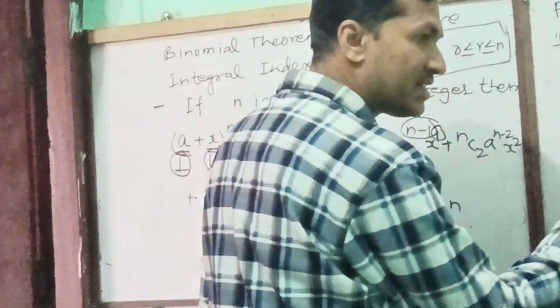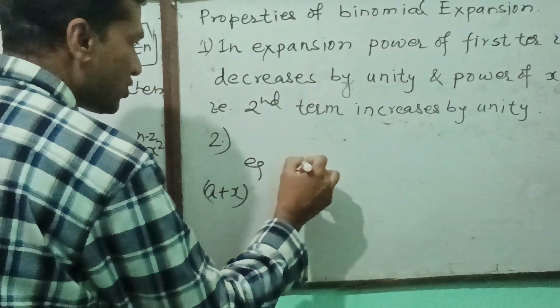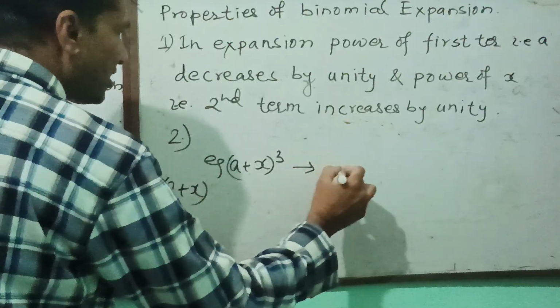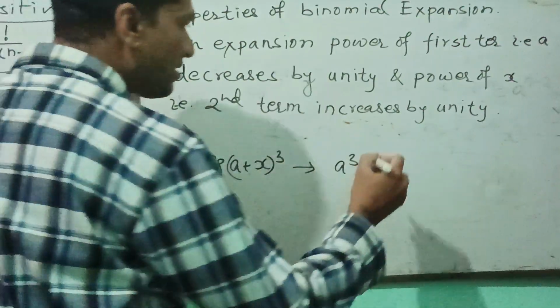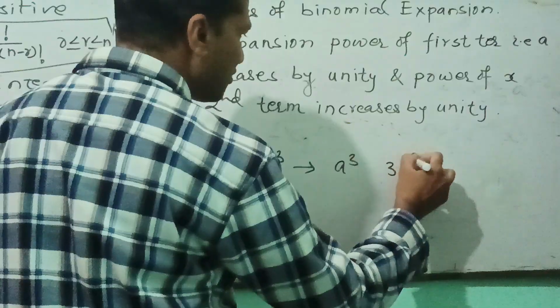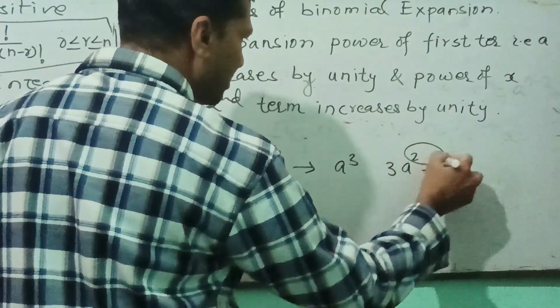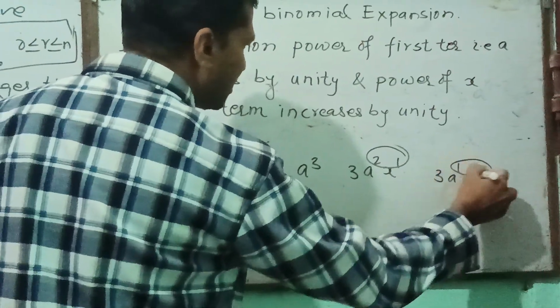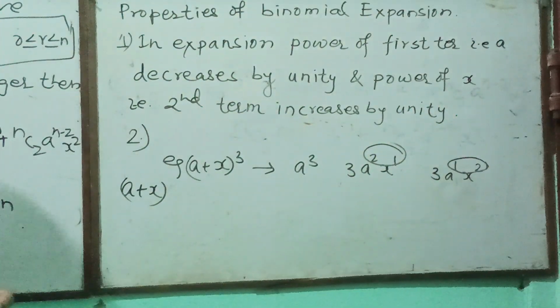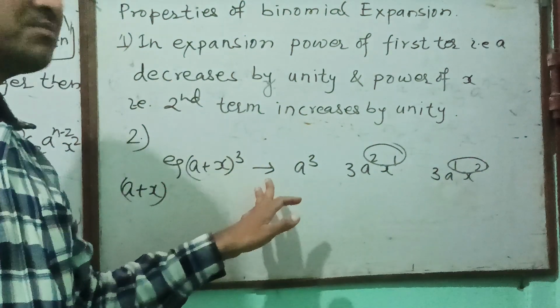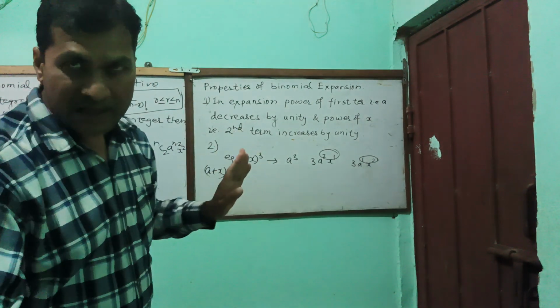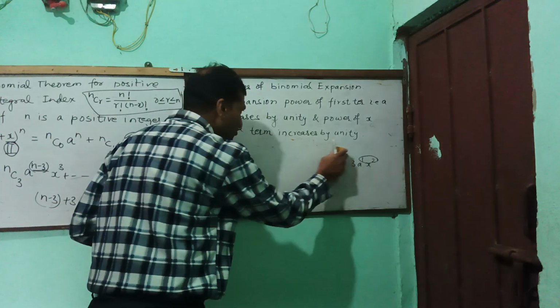So one example we can take over here. If we take the example a plus x to the power 3, the first term the power is 3, the second term the power is 3 a to the power 2 x to the power 1, again the sum is 3. Next term is 3 a to the power 1 x to the power 2, and then x to the power 3. So in the second term, too, the power sum is 3. So simply what we can get is that the sum of indices of both terms is equal to the index of the expansion.